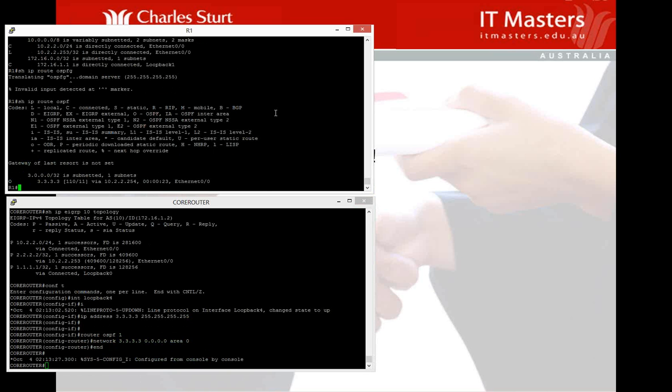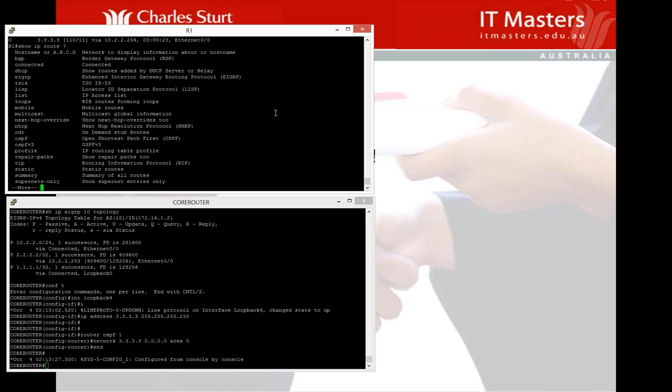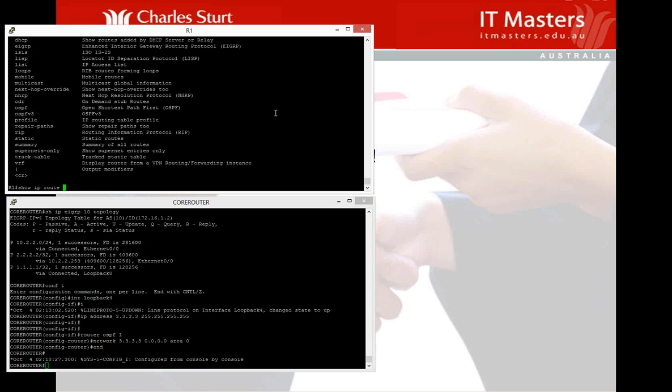So remember that any of those keywords on the end of the show ip route command are only used as a filter. It doesn't say look into the topology. It says have a look at the actual route table and filter it from there. Okay, so I hope that answers that question.